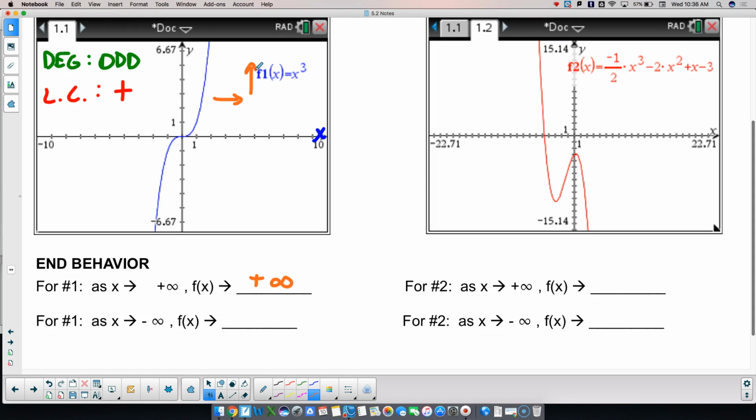So that's the right side. Now the left side: as x is going to negative infinity, so I'm going to the left now, my function is going down. So that's going to negative infinity.